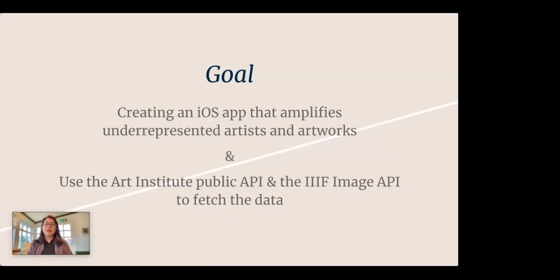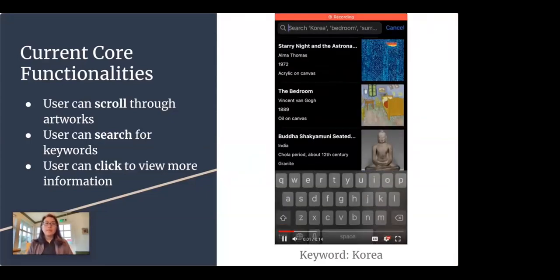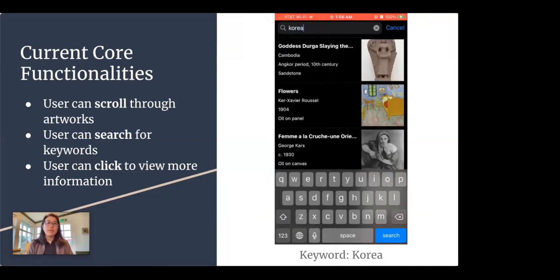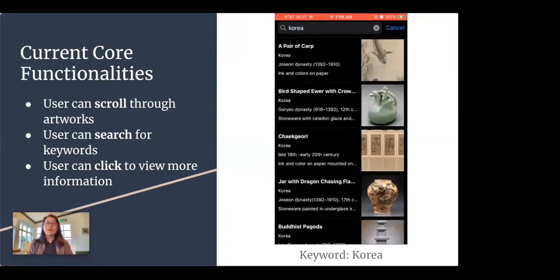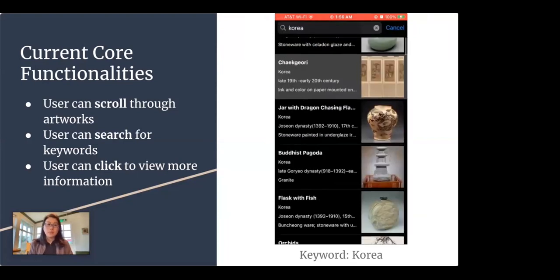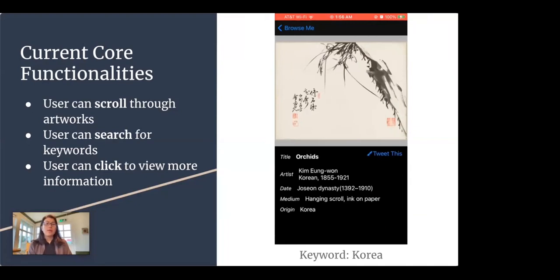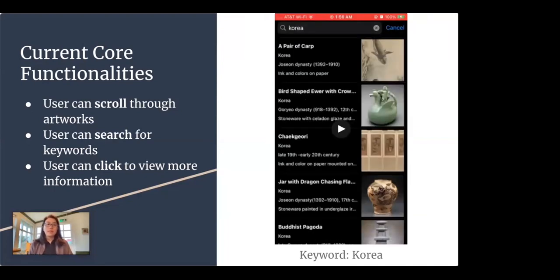Through this mobile application that I was developing, I really wanted to ultimately amplify underrepresented artists and artworks, and also provide a new way of engaging with art for the users. So this is my first iteration of the application that I'm developing, and currently the core functionalities are that users can scroll through all the artworks that are present in the Institute's API, and they can also search for specific keywords and click into specific works to view more information.